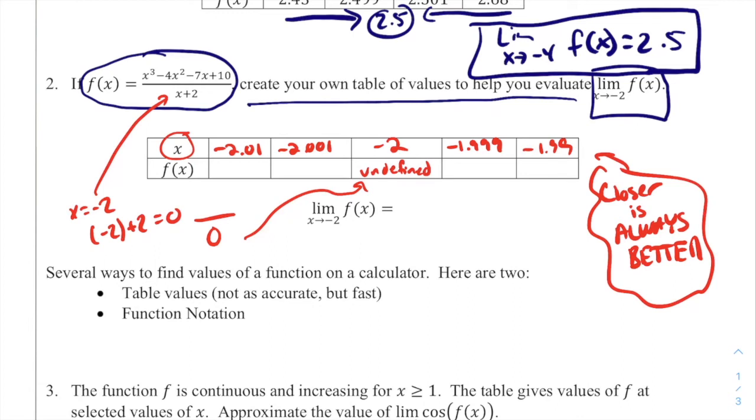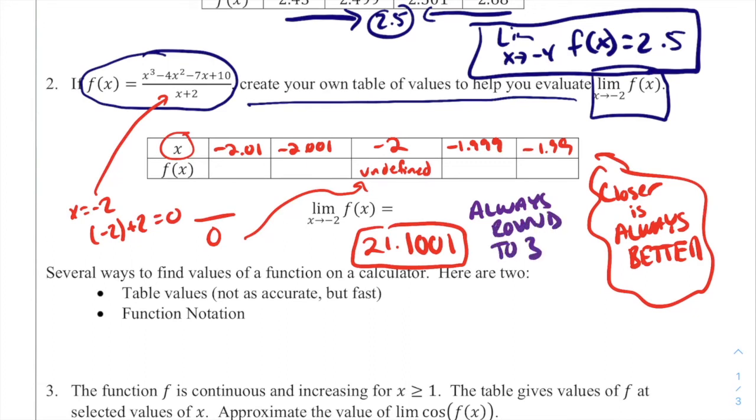And then when we set that up and used our calculator to find those actual values, we saw that at -2.01 the output was 21.1001. So the question then is, how many decimal places do I actually need to write? And there's a rule for AP Calculus, and this is true for the AP exam. In this class, you should always round to 3 decimal places.